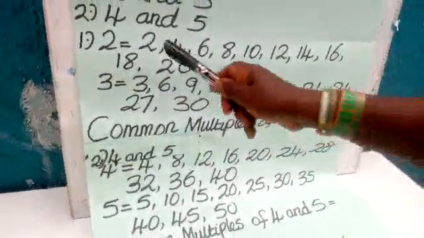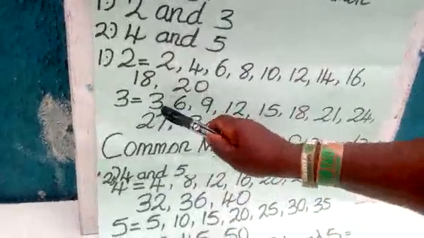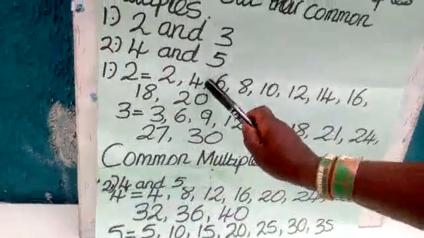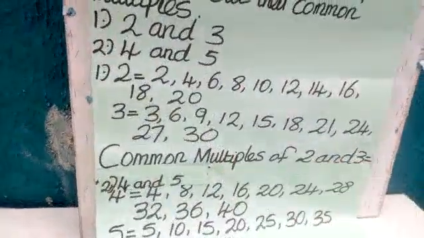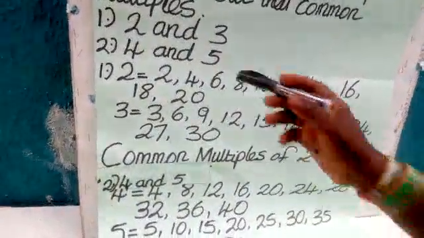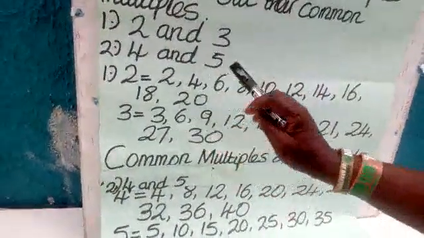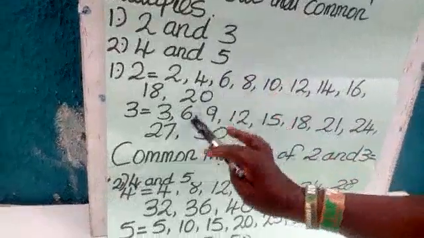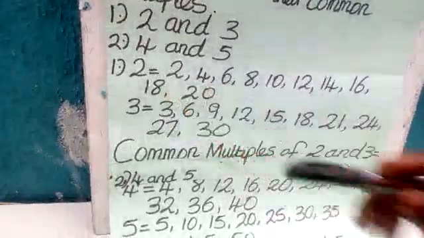Now 2 is here. It does not appear in 3. 3 is here, it's not here. You have 4, and there is no 4 here. So we'll move to the next multiple, which is 6. We can see 6 here and 6 here. So 6 and 6 that are common. They are common multiples of 2 and 3.